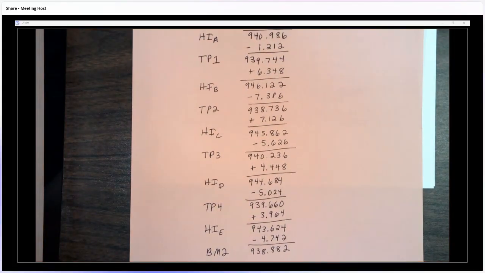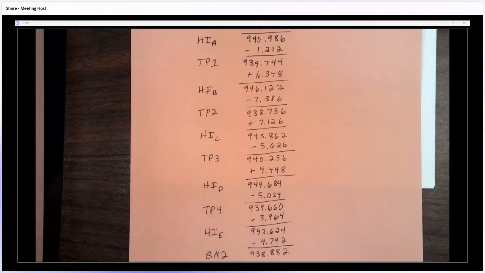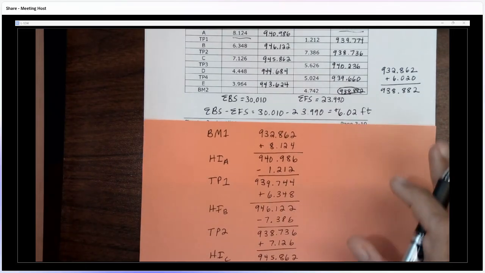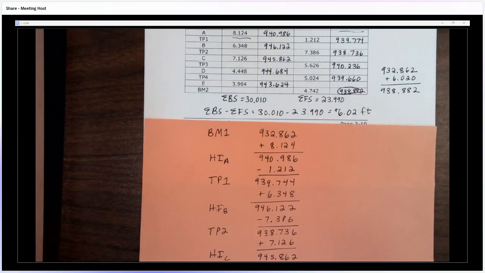So now I have a nice long list of all of my back sights and foresights as I calculate them through. And then I've also put them in my table as well. And I can do that check either at the beginning, like I did, or at the end to make sure that I've done the right procedure as I go through.